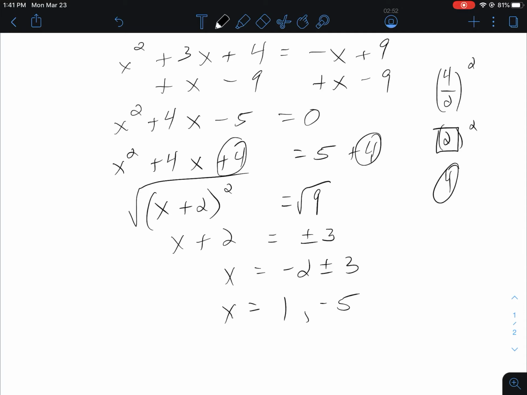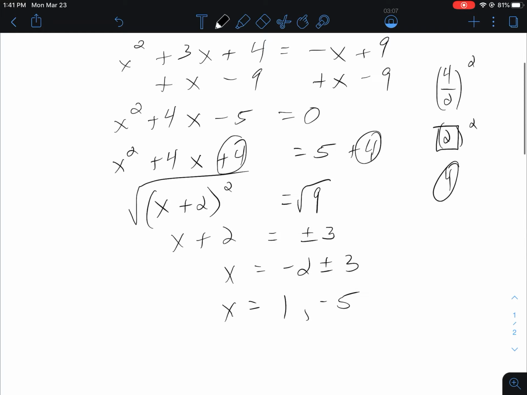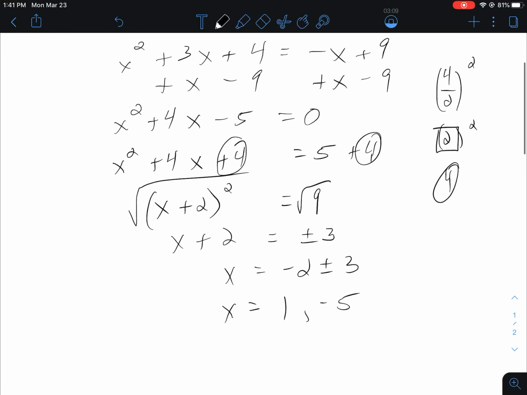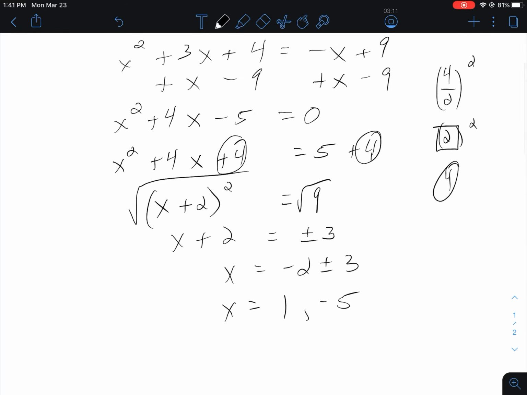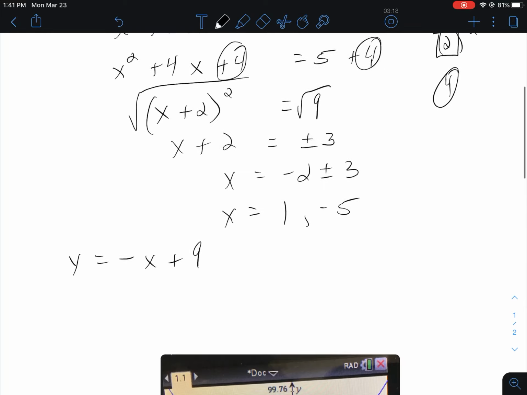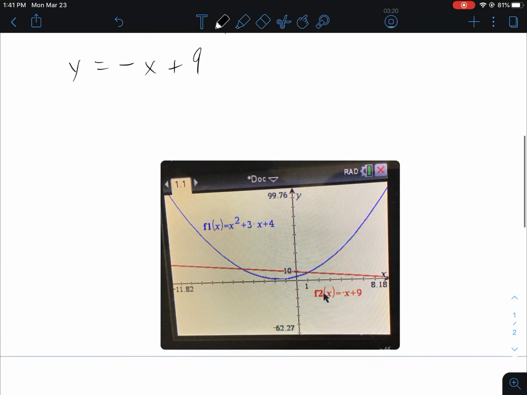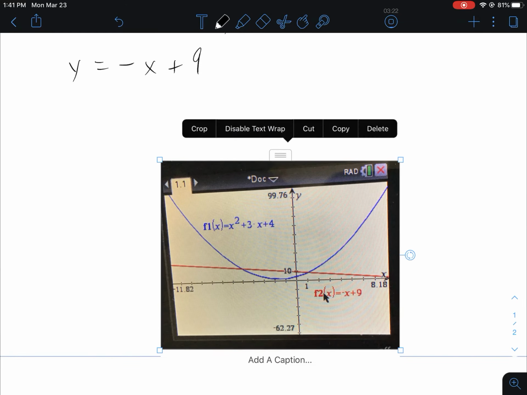Now, keep in mind, we are solving a system of equations here. If you're solving a system of equations, your solution has to be a point, meaning a coordinate pair, so an x and a y value. Okay, so we've solved for our x values. We're going to want to go back and solve for our y values. So take the simpler of the two equations, which is your linear, negative x plus 9, and we're going to substitute those two x values.